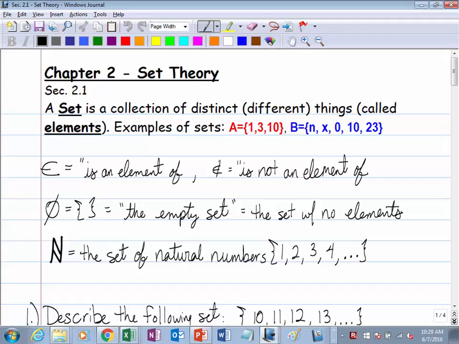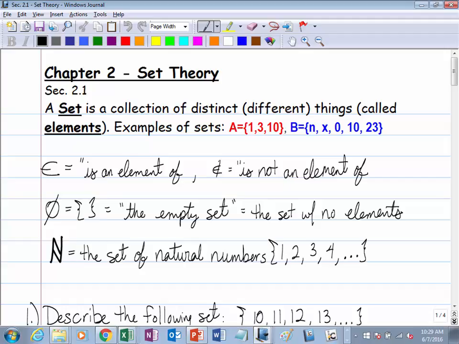Set A contains the elements 1, 3, and 10. Set B contains the elements n, x, 0, 10, and 23. And if your set is like this, where it's just a list of elements, or even if it's just one element, you always have to put these curly braces around it, okay? And just do your best. I know they're kind of difficult to draw.